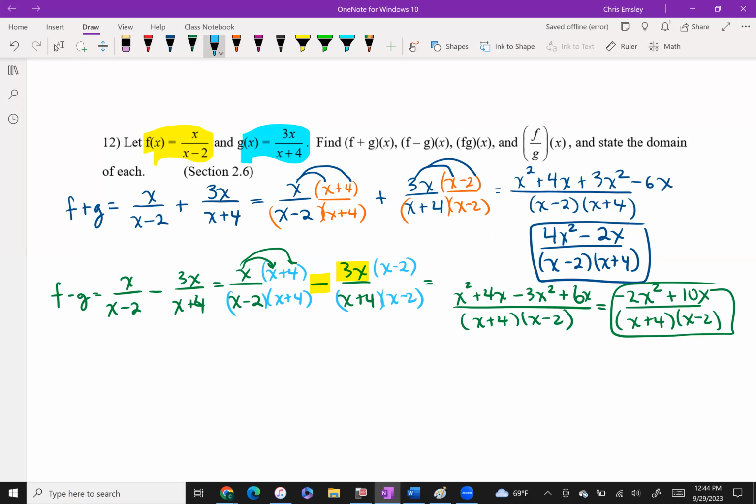Next up, we have our multiplication. I think that one's probably the easiest of these. We take f of x times g of x. And when we multiply fractions, that's the easy one. We just multiply straight across the top and straight across the bottom. So we get 3x squared up top. And the bottom, I'm just going to leave that factored. That's nice. There we go.